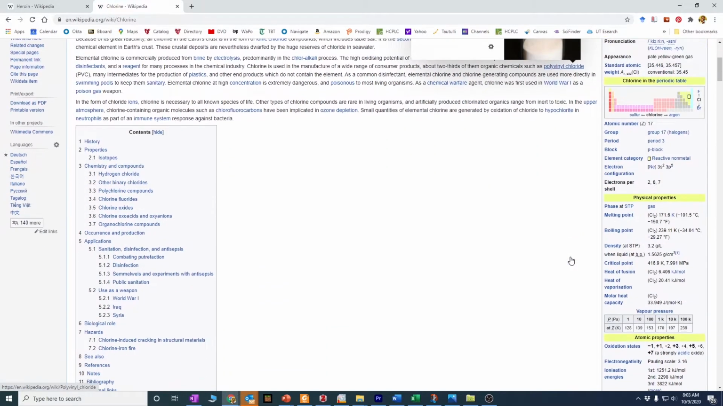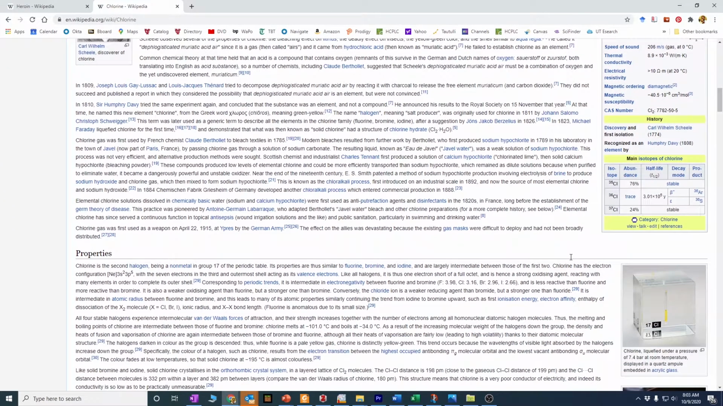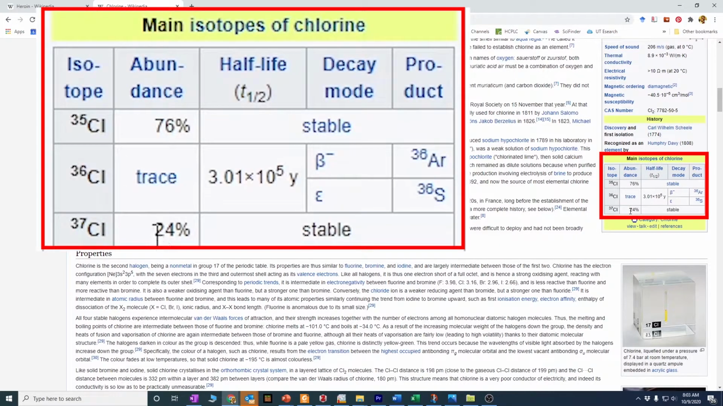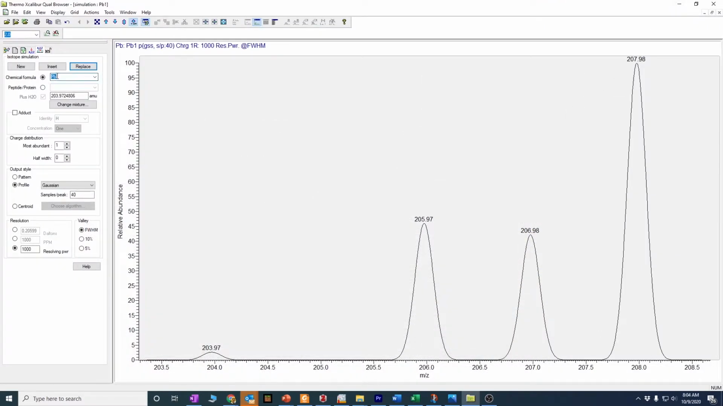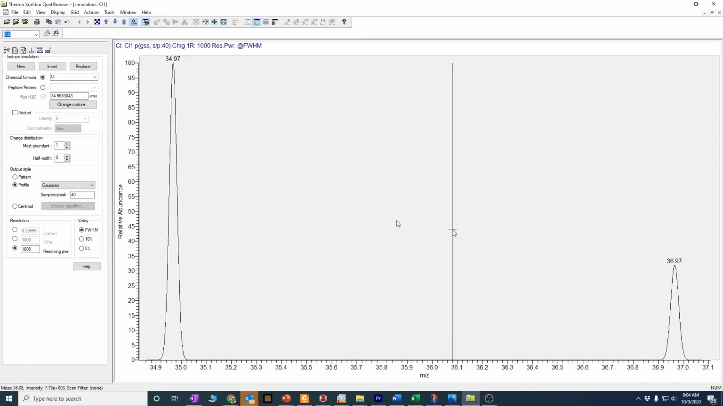But we did this again in the review problem set with chlorine. This is where that problem comes to life. Chlorine is about 24% chlorine 37, 76% chlorine 35. So there's about 3 times as much. If we take 24 and multiply it by 3, we about get 76. So there's about 3 times as much chlorine 35 as there is chlorine 37. So if we look at a chlorine isotope simulation, sure enough, we have a peak here that's about 3 times as big as this peak at 37.